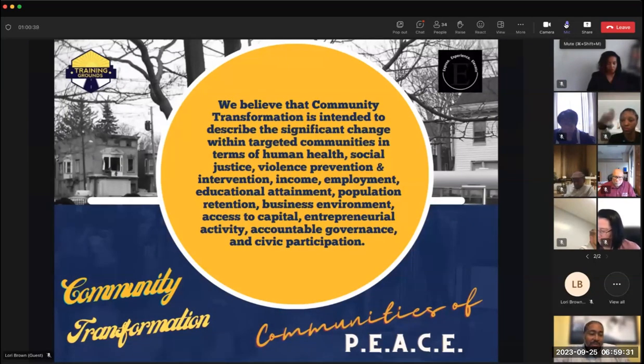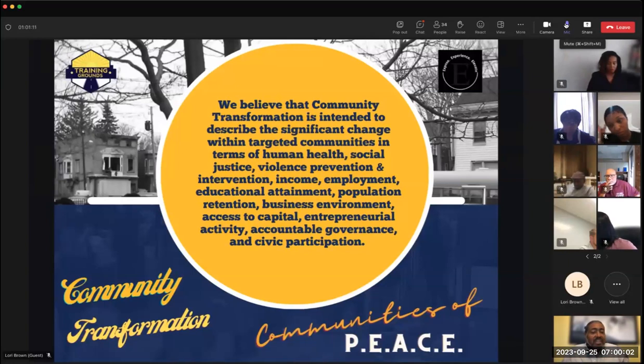We're seeing communities that are being gentrified every day, and if we don't invest in and have a connection to our communities, then our communities will just change and disappear for the worse. Business environment, access to capital, entrepreneurial activities, accountable governance, and civic participation. We believe that these are core ingredients that make for transformation in the community.